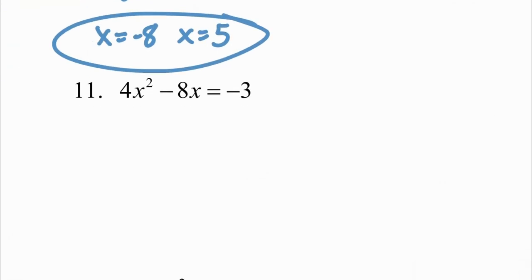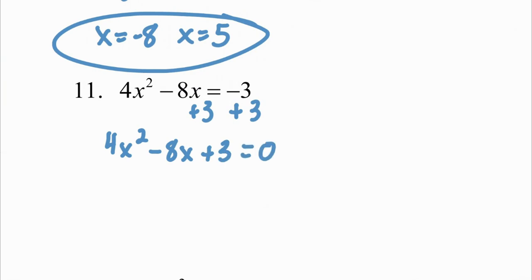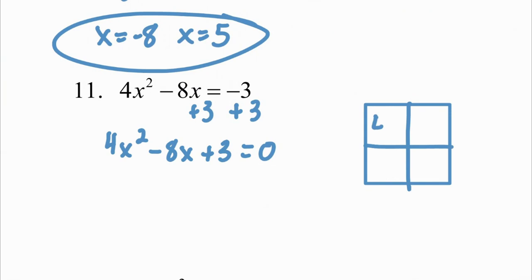Again, I have to get it set equal to 0. So I'm going to add 3 to both sides. I can't combine it with anything, so I just kind of tack it onto the end there. And then I use the box. So in the upper left, I have 4x squared. And in the bottom right, I have 3. I'll multiply those two together.